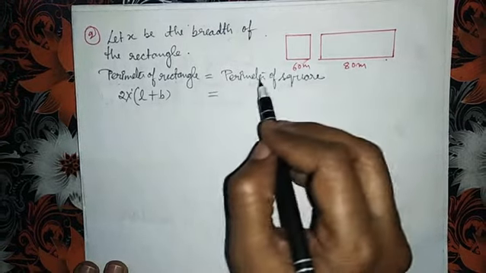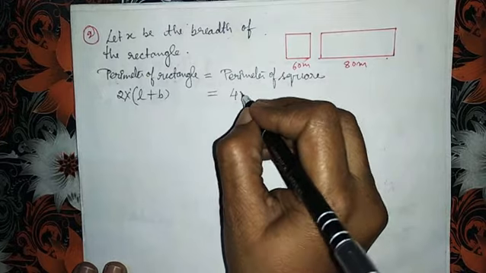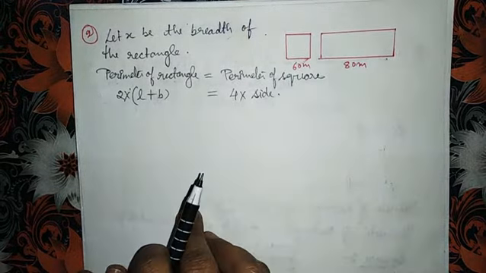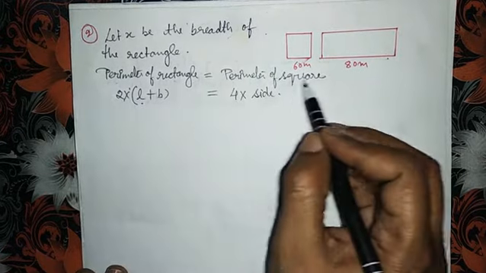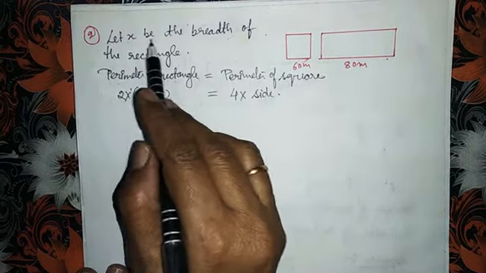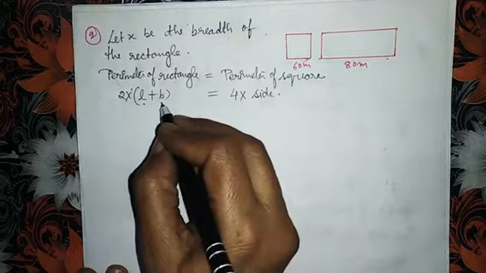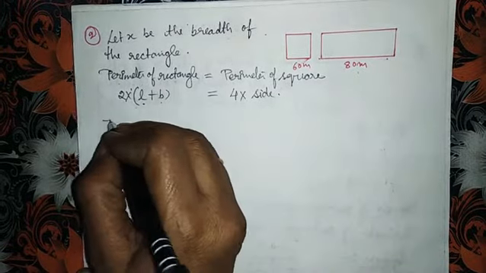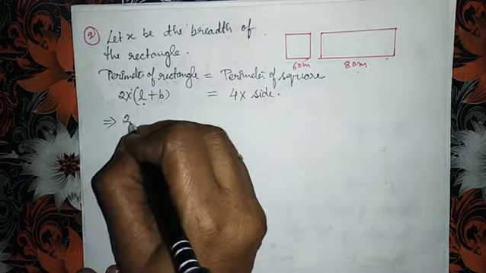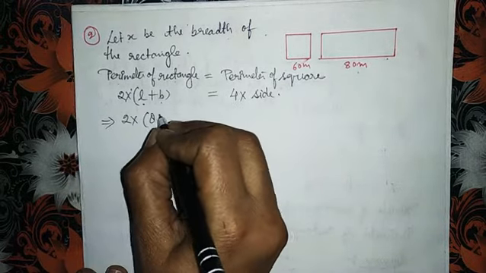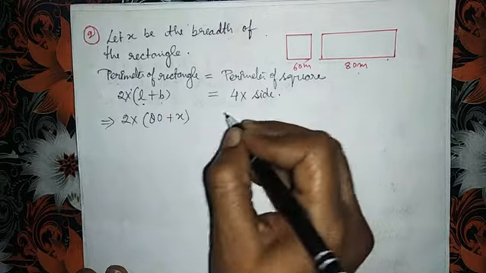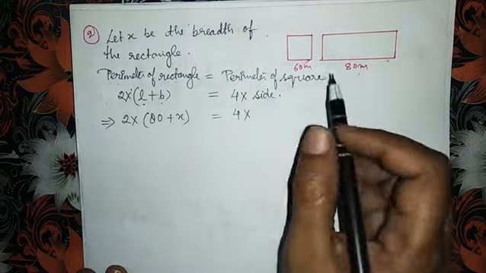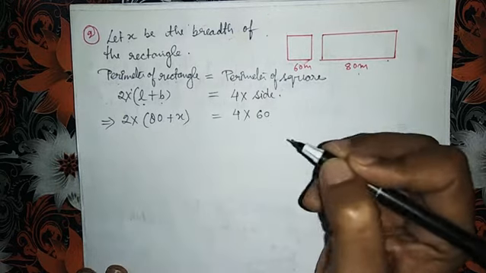a square is 4 into length of one side. Okay, so here you have written let x be the breadth of the rectangle. So in place of breadth we will put x, and length we will write 80. 2 times of 80 plus x is equal to 4 into, and here length of one side is 60, so here we will write 60.